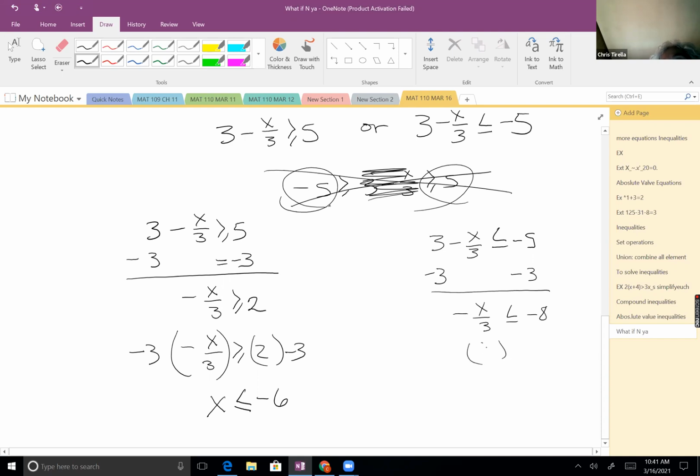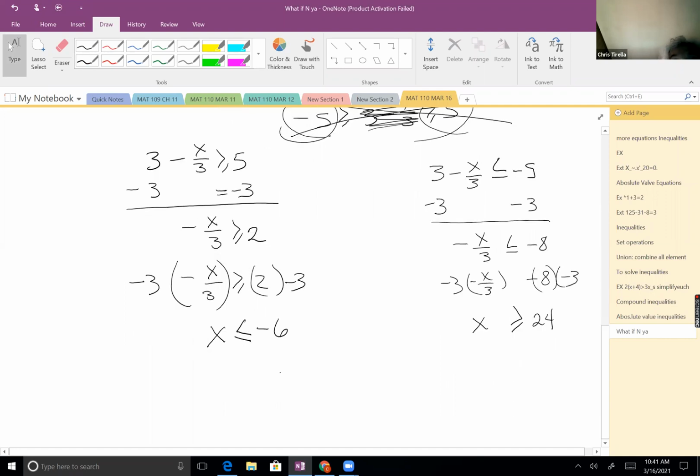Then we have to take both sides of that inequality and multiply by negative 3. And again, because we're multiplying by a negative, the direction reverses. And I get that x is greater than or equal to 24. So I'd have x is less than or equal to negative 6, union x is greater than or equal to 24.